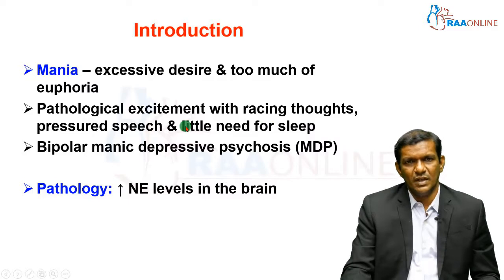What is the pathology behind this? There will be increased norepinephrine levels in the brain because of sympathetic overactivity, and you get the signs and symptoms. Sometimes the patients also have associated conditions like depression, where the mood is affected, whereas in mania the mood is elevated. They fluctuate between these two, and that is why the condition is called bipolar maniac depressive psychosis. One particular drug we are going to discuss is lithium carbonate.